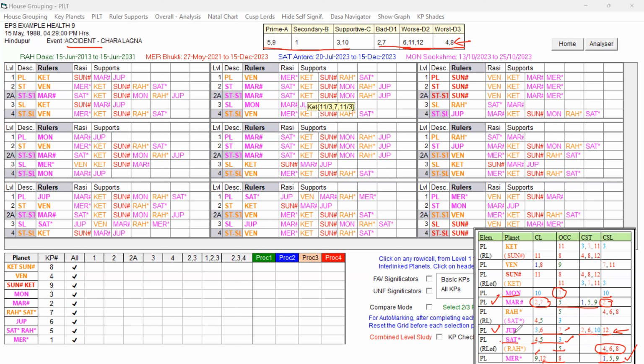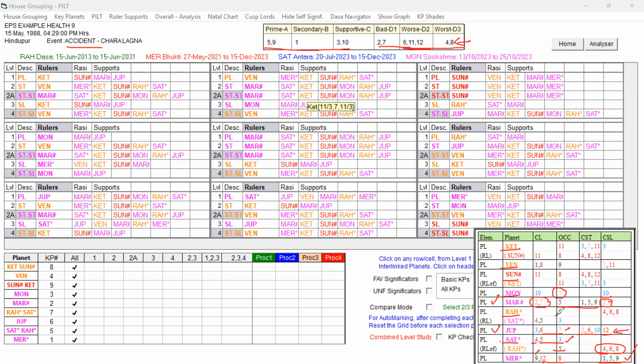So Jupiter is more unfavorable than the Mars, but all other pink shades are comparatively better, that you have to keep in mind. Now let us focus on the red color planets: Ketu, Venus, Sun, and Rahu. Let us check Rahu first.